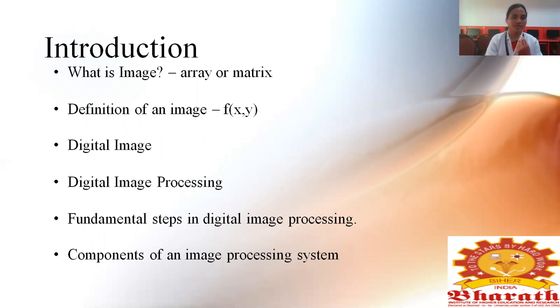The definition of an image is that an image can be represented by f of x comma y. Here x comma y are the spatial coordinates, and f is the function of the amplitude. The function of the amplitude is also called intensity or gray level intensity. Here we'll be having two kinds of images: color images and grayscale images. First we see what grayscale images are.